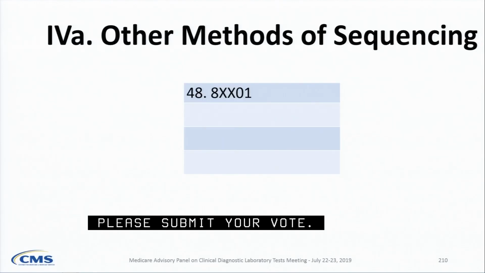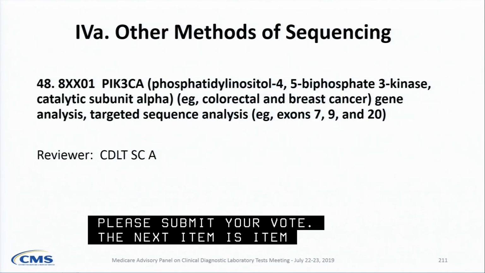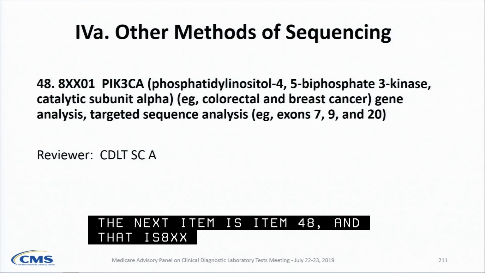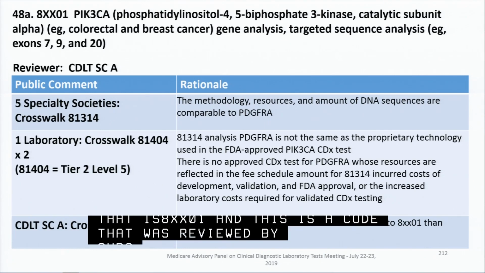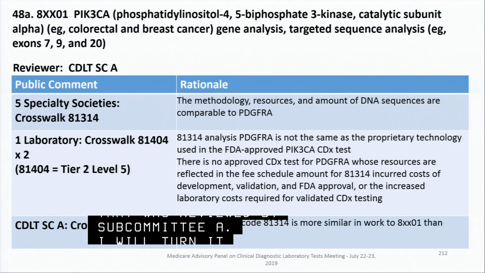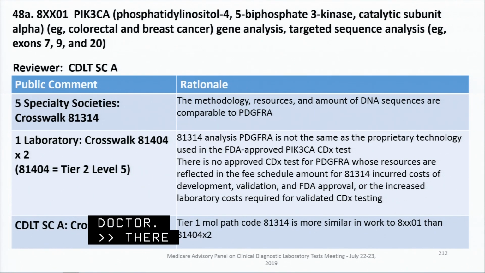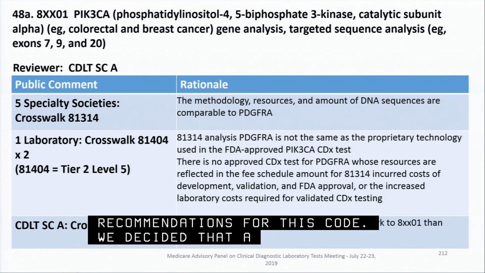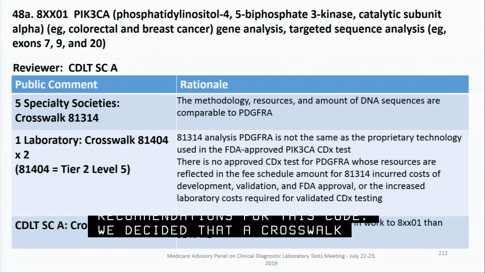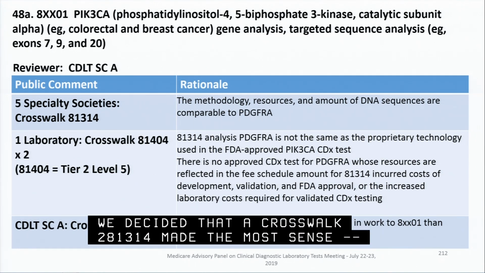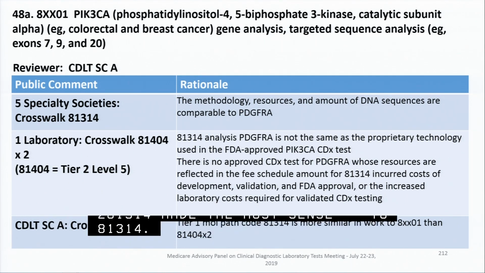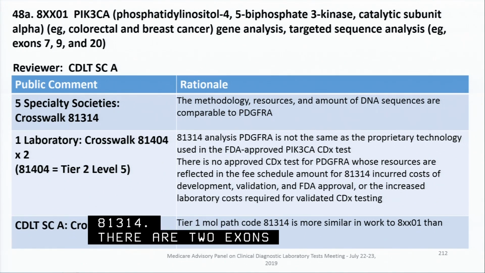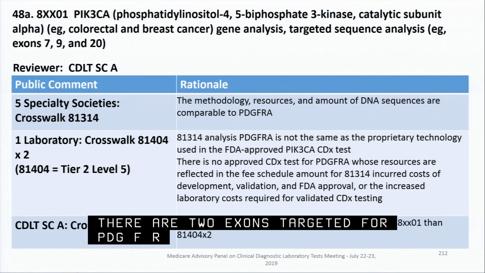So the next item is item 48, and that is 8XX01. Again, this is a code that was reviewed by Subcommittee A, and I'm going to turn this over to Dr. Bossler. There were a couple of different recommendations for this code as well. We ultimately decided that a crosswalk to 81314 made the most sense. There are 3 exons being targeted in this code for PIK3CA and 2 exons targeted for PDGFR alpha, which is the 81314 code. So we thought that was most equivalent with resources and work.